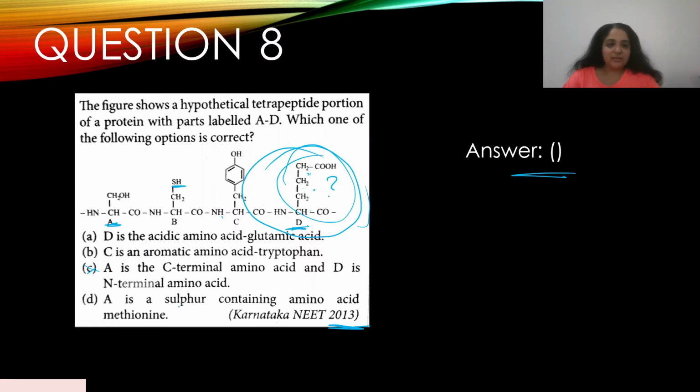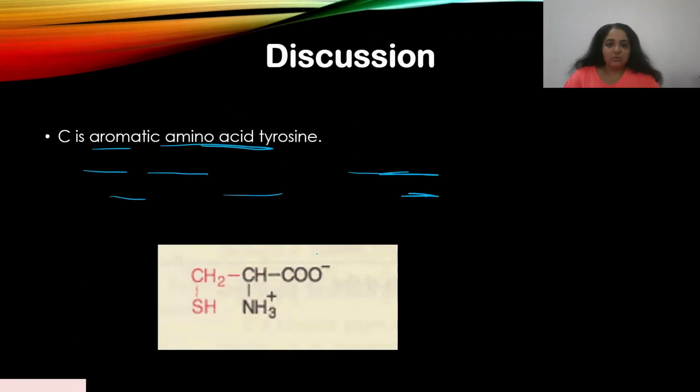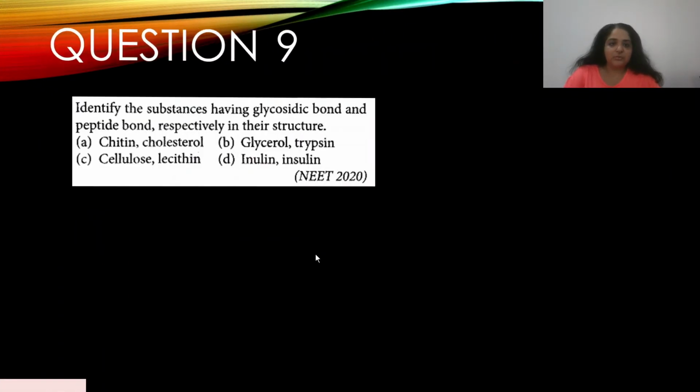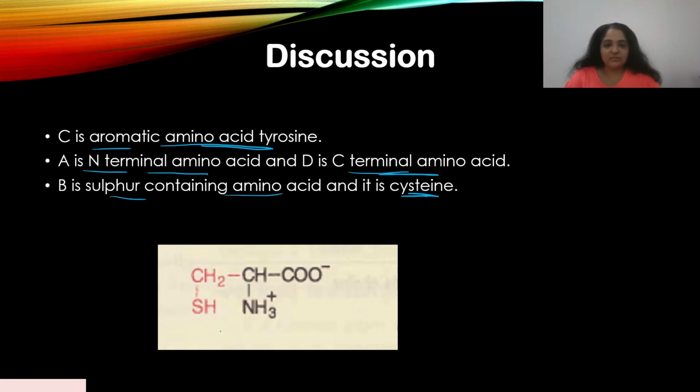Like I said, A is a sulfur containing amino acid? No, that's definitely not. A is not a sulfur containing amino acid. It's B and it's cysteine. It's not methionine. And A is a C terminal amino acid? No, it's not. It's the N terminal amino acid, and this is the C terminal amino acid. So this should have been interchanged. And C is aromatic amino acid tryptophan? No, it's tyrosine actually. Oops, sorry. Let's go back. So here you see the sulfur containing amino acid, which is cysteine. All right. Let's move on then.